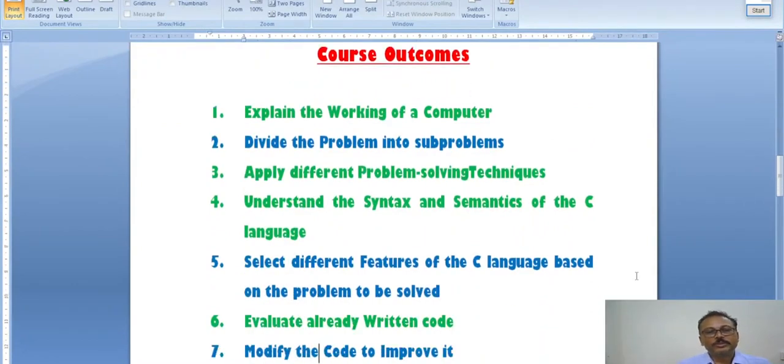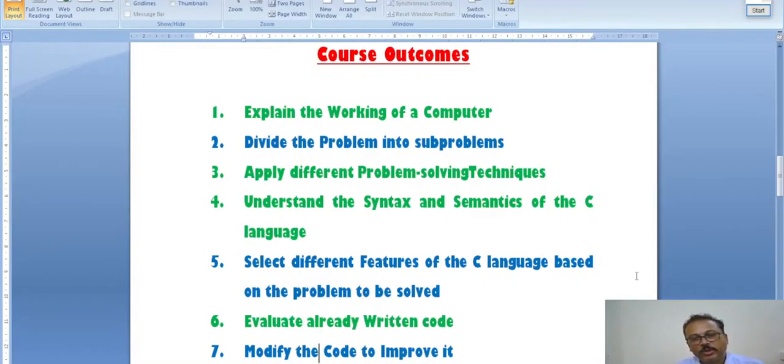After completion of the course, we'll have a thorough knowledge of the working of a computer. We'll be able to divide the problem into sub problems so that you can solve the problems easily. You apply different problem solving techniques that are available in general and in the field of computer science. You will know about the syntax and the semantics of the language. You will be selecting different features of the C language depending on the problem to be solved. For all the problems, you cannot use the same features.